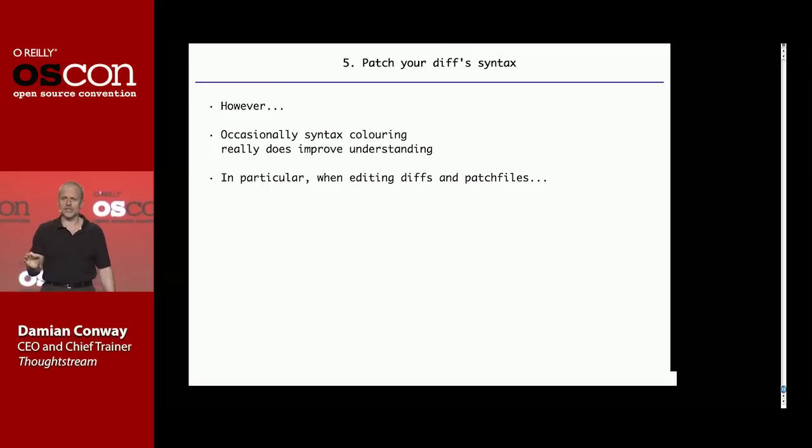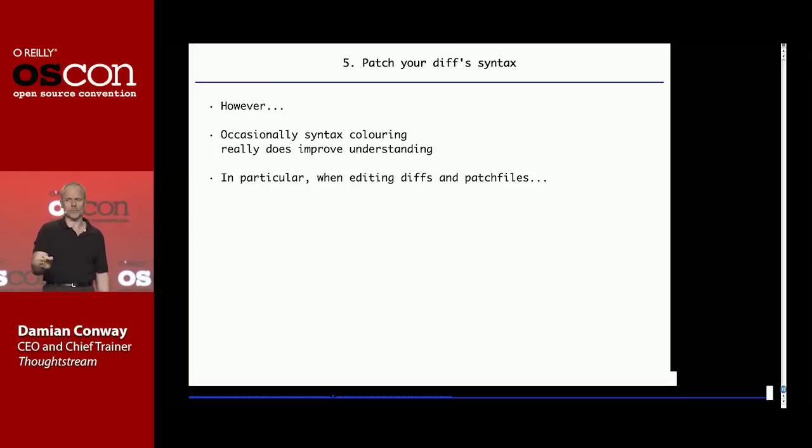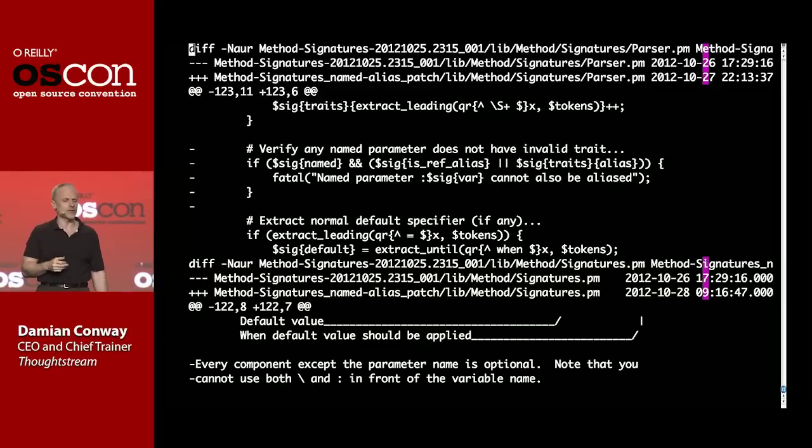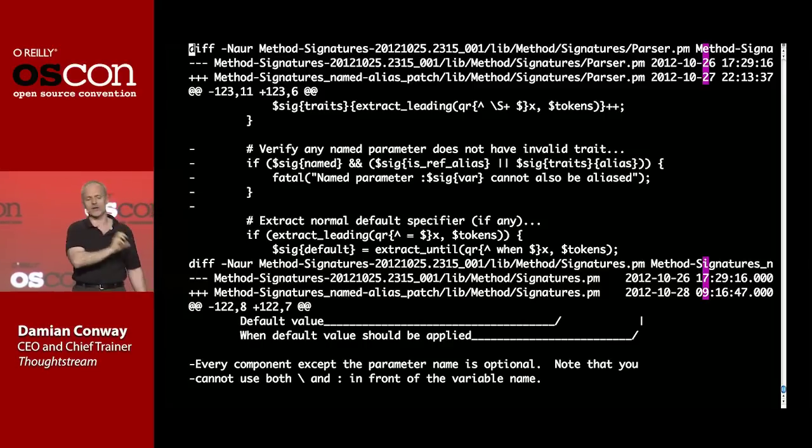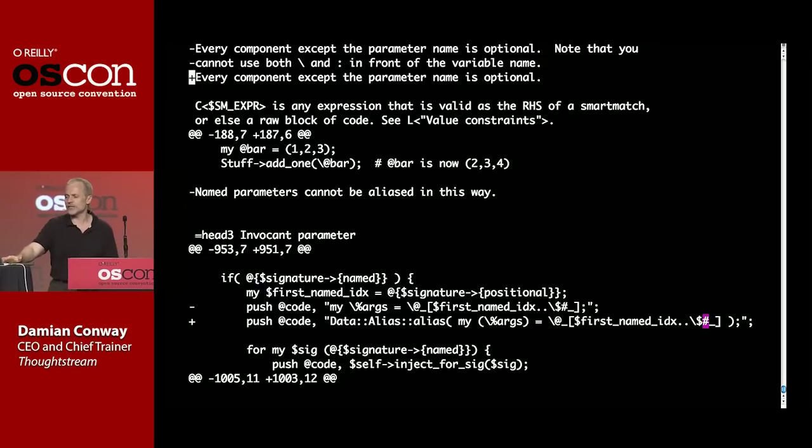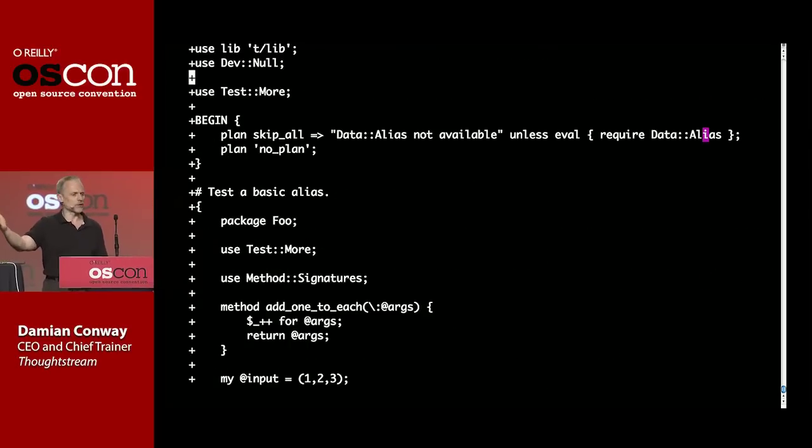But occasionally, syntax colouring does help. So if, like me, you have it turned off, sometimes it's useful to turn it on. And diffs and patch files are a great example of that. Because diffs consist of meta information, where did this come from, and then commands, take this out or put this in, and then context around it. And it's really hard, if it's all white, to tell which is which. It all just looks the same.